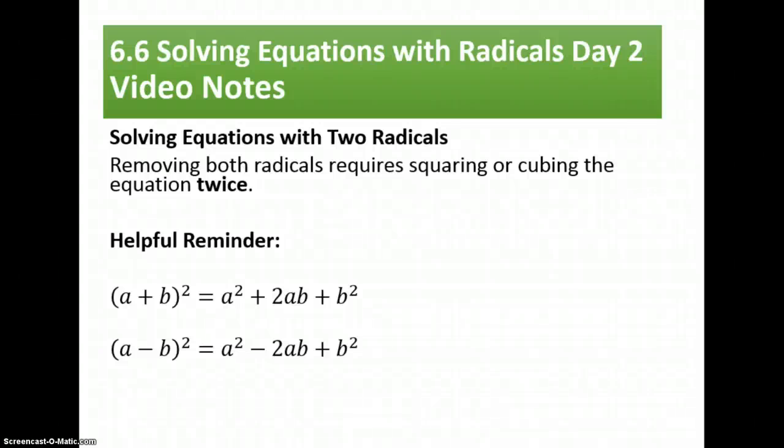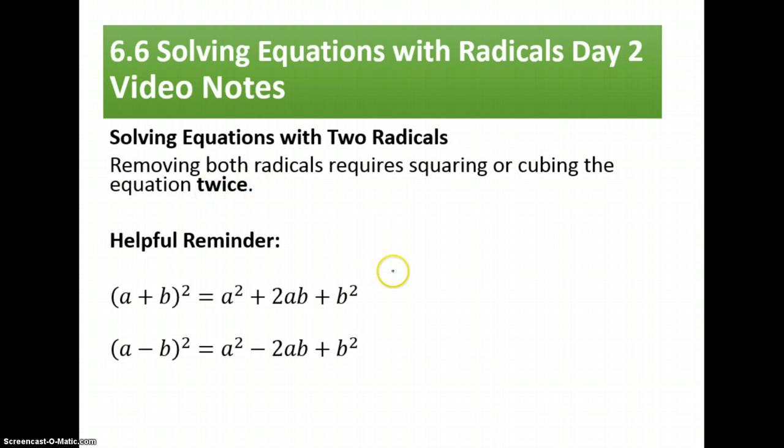Hey Algebra 2 students, today we are going to learn 6.6 solving equations with radicals and rational exponents day 2. Today we're going to see that sometimes to solve these equations with radicals we have to square both sides or cube both sides twice. So before we do that, a helpful reminder that a plus b quantity squared expands to a squared plus 2ab plus b squared.